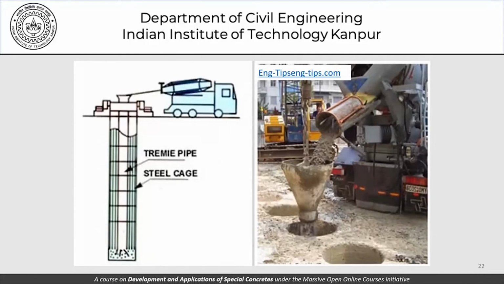Here is a live photograph of that, where you have a tremie pipe here. This is a schematic sketch. This is the photograph. So there's a tremie pipe, there's a steel gauge. You're trying to put the concrete being placed here. And that's what you're trying to do here through your agitator truck. You're trying to dump the concrete into this hopper kind of thing here, and it is going down.